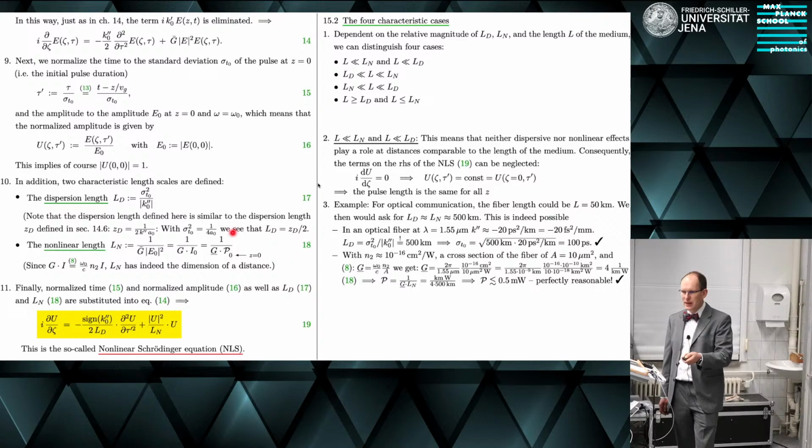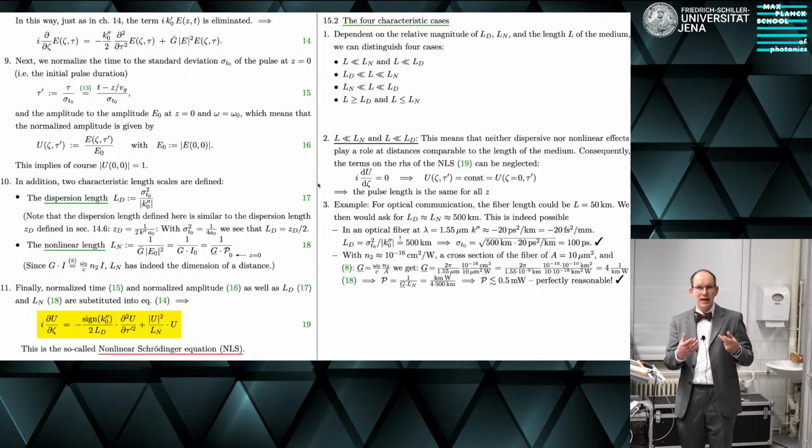And then we say, well, LD should be larger, should be 500 kilometers. And with this, we get a maximum pulse length. Yeah? So if the pulse length is shorter, then the pulses disperse quicker. Yeah? So they disperse more easily. So the pulse length shouldn't be larger than 100 picoseconds.